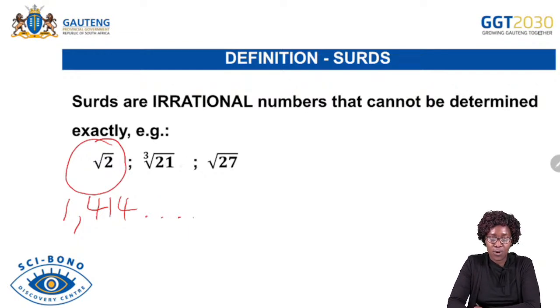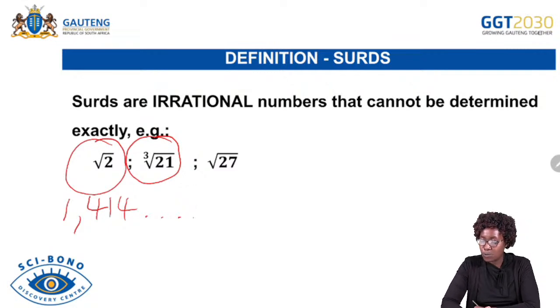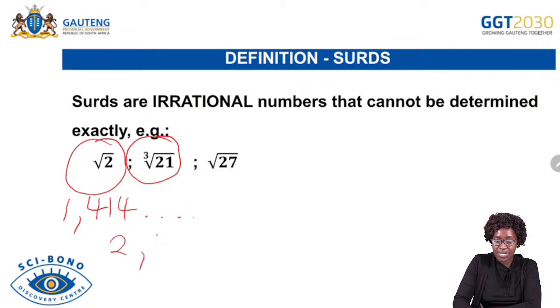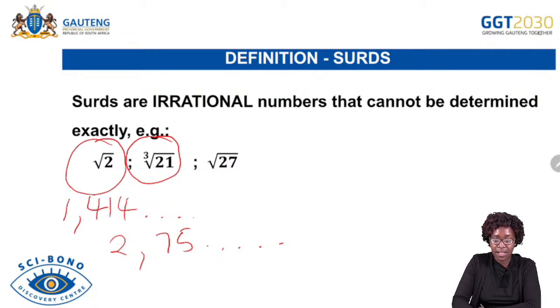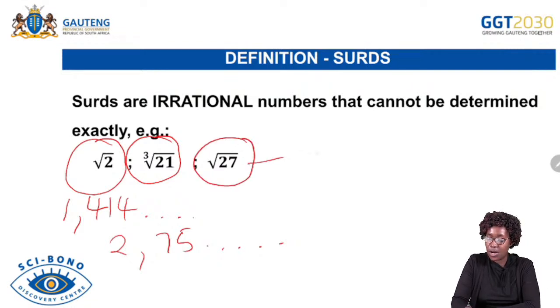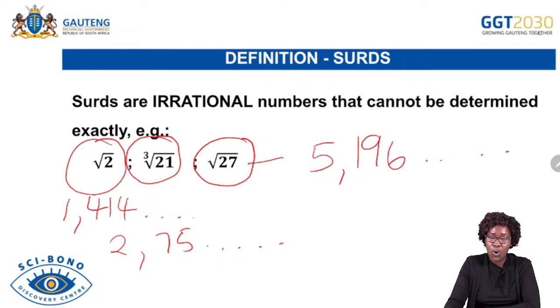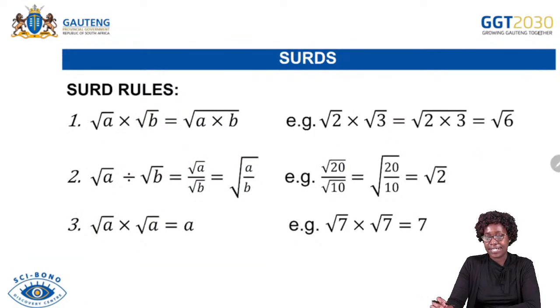Same as if you look on your calculator, check the cube root of 21. I know all of us by now should be able to use the calculator to find the cube root of 21. Again, the cube root of 21 will give you the number 2,75, and it continues. The same with the square root of 27. It also gives you a non-terminating decimal. The square root of 27, if you check on the calculator, gives you 5,196, and it also continues like that. So when we are working with such numbers, at times it would be easier for us to just write it in surd form than for us to write it in a decimal form.